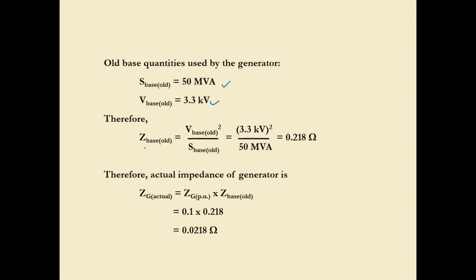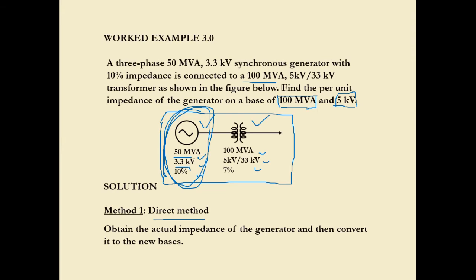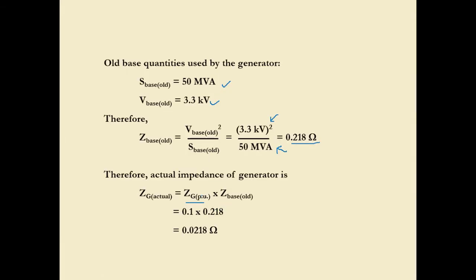Therefore, Z base old equals V base old squared over S base old, so 3.3 kV squared over 50 MVA. This is the value. Therefore, the actual impedance of the generator is, with Z G PU from here, 10% or j0.1, multiplied by Z base old here, giving us Z G actual of 0.0218 ohm.